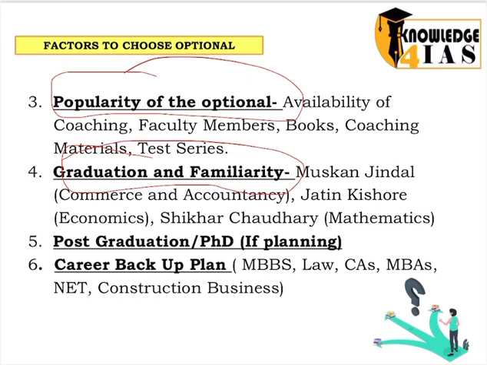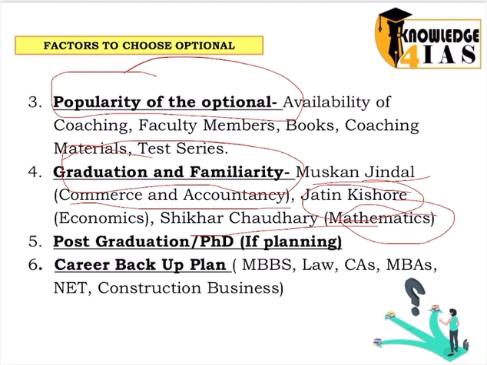For example, let us take the example of Muskan Jindal. Muskan Jindal, rank 87 of this year, has taken commerce optional, and her graduation was also in BCom. Then Jatin Kishore, rank 2, has qualified UPSC with economics, and he is also from an economics background. Then take the example of Shikhar Chaudhary. Shikhar Chaudhary is from IIT Patna, and naturally he is more familiar with mathematics, and his optional was also mathematics. So this factor can also be taken into account.